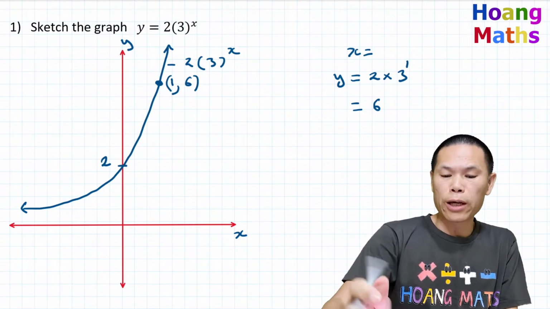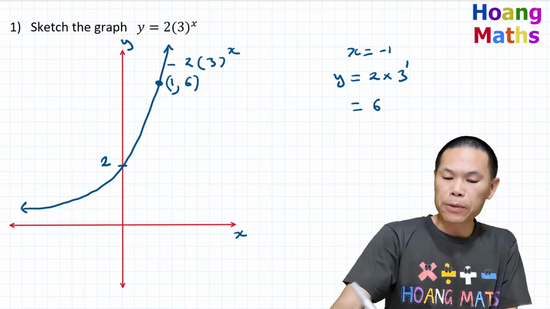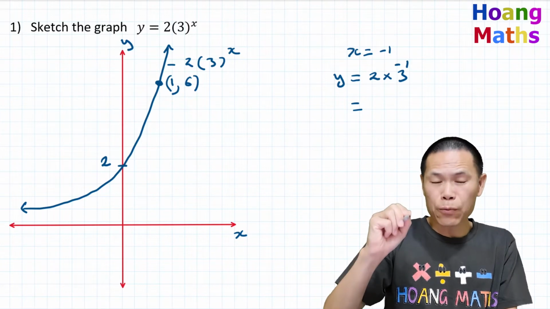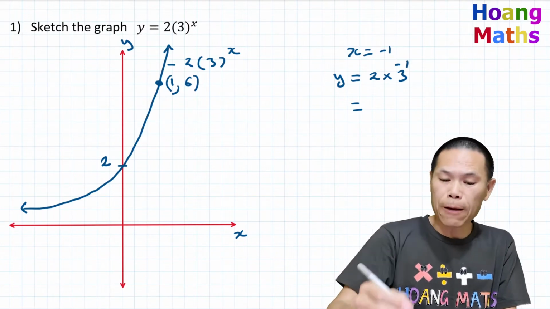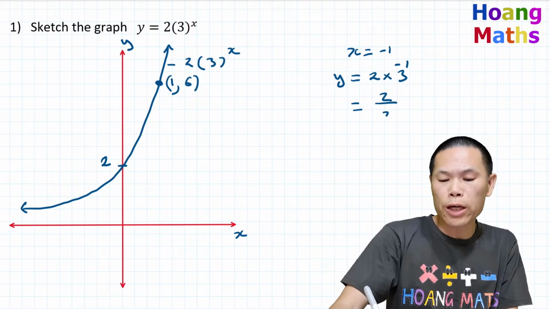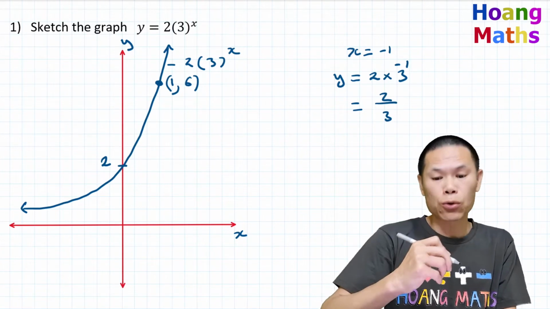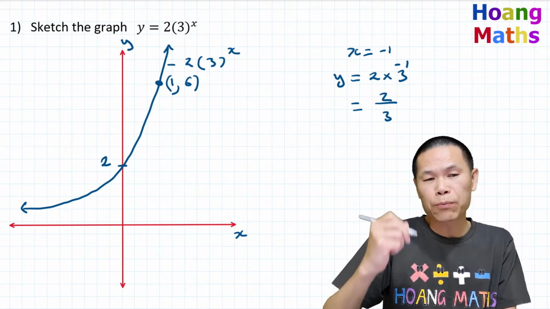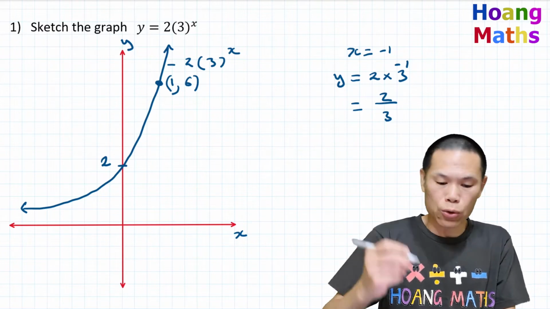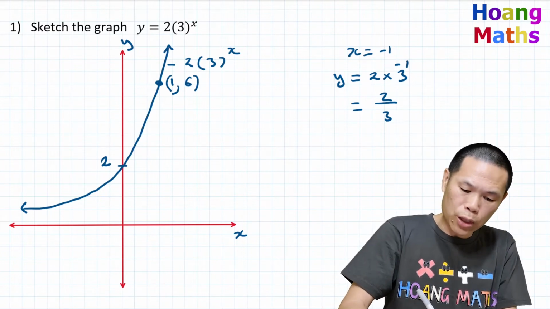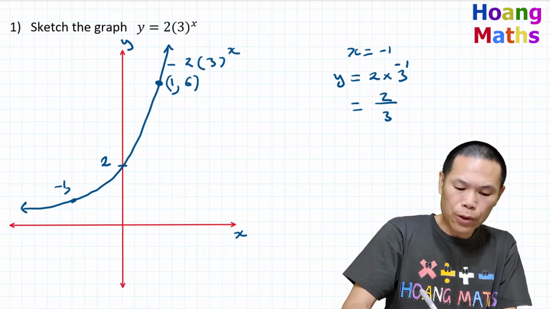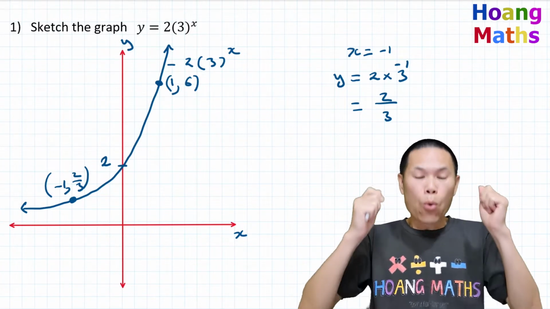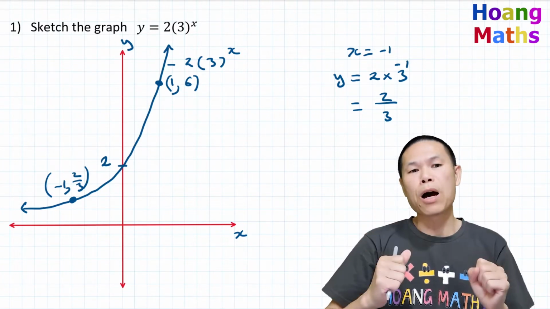So let's say x equal to -1. So that becomes -1. And we bring the negative index down. So 3 to the power of -1, we bring it down. It becomes 2 over 3 to the power of 1. But 3 to the power of 1 is 3. So the answer is 2/3. Otherwise, you can just use a calculator, 2 times 3 to the power of -1, and you should get 2/3, okay? So (-1, 2/3), roughly. There you go. This is how you sketch y is equal to 2 times 3 to the power of x.